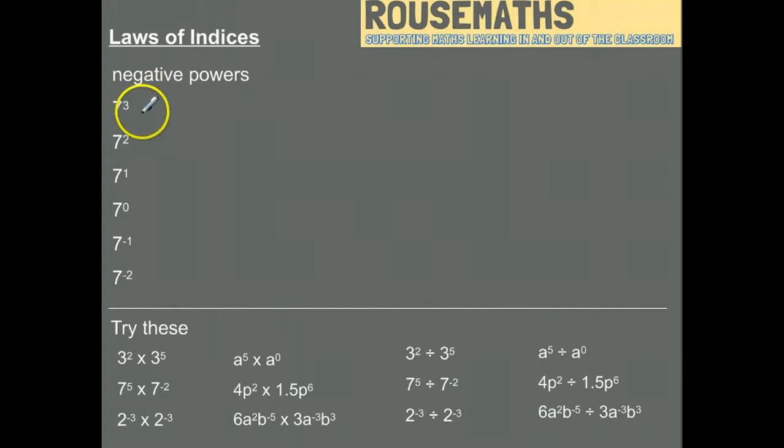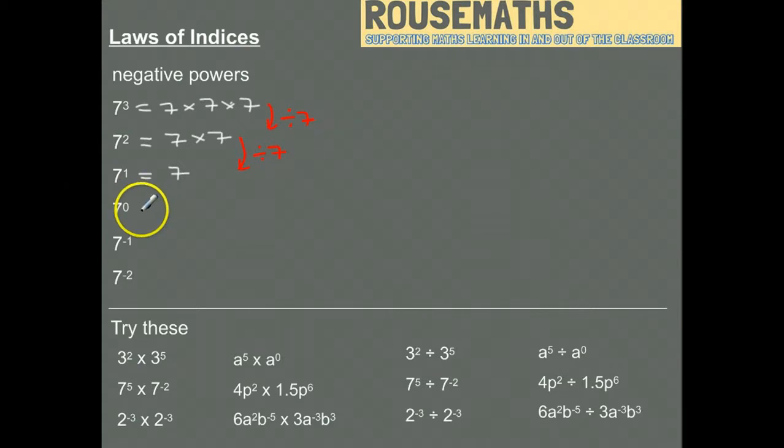If we start off with 7 to the power 3, I'm assuming we start from the point where you are very happy with the fact that 7 to the power 3 is 7 times 7 times 7, and 7 to the power 2 is 7 times 7, and 7 to the power 1 is 7. So what's happening each time is we've got one less 7 that we're multiplying by. Another way of looking at that is I've divided by 7 and then divided by 7 again.